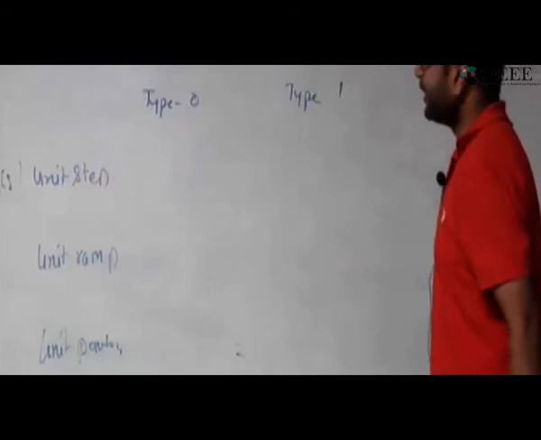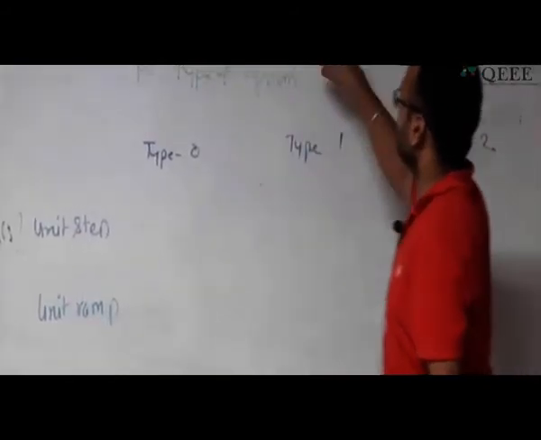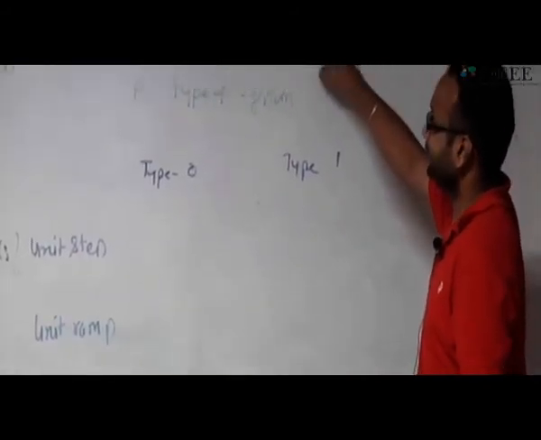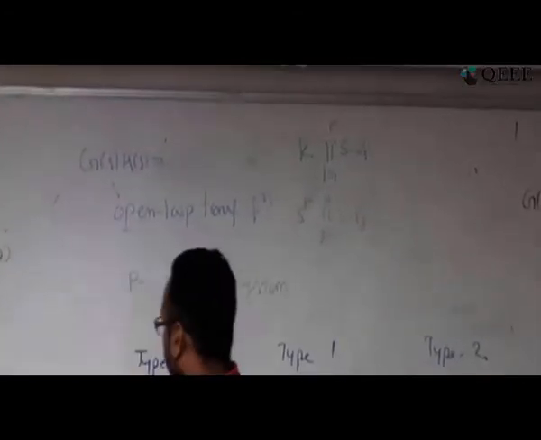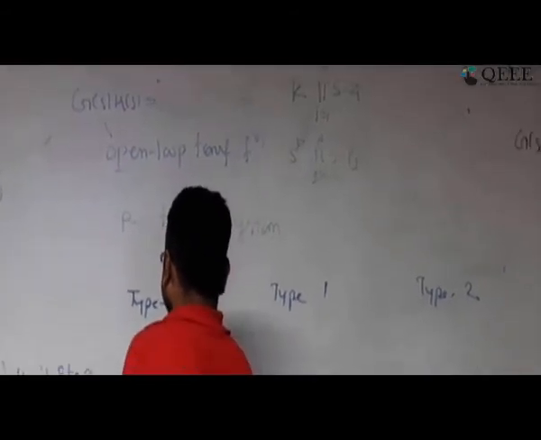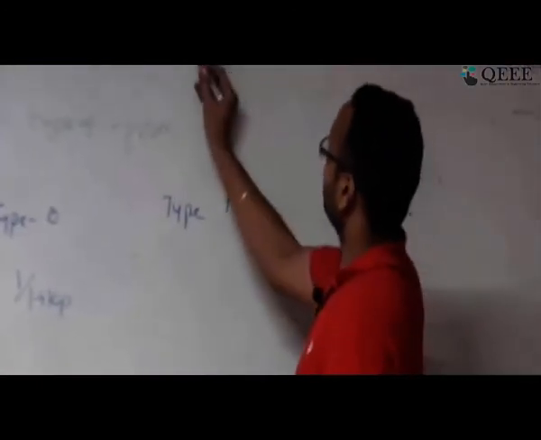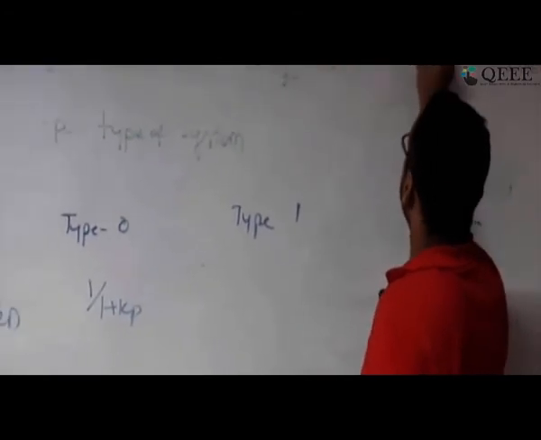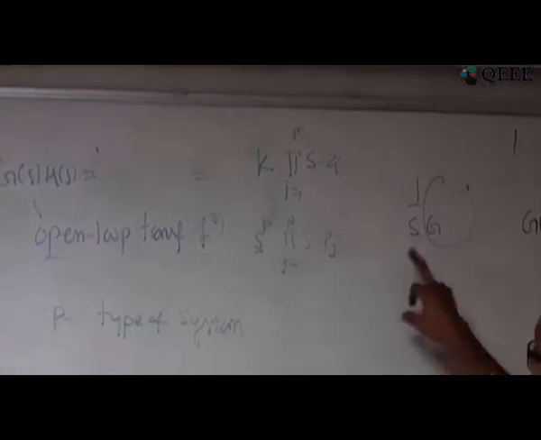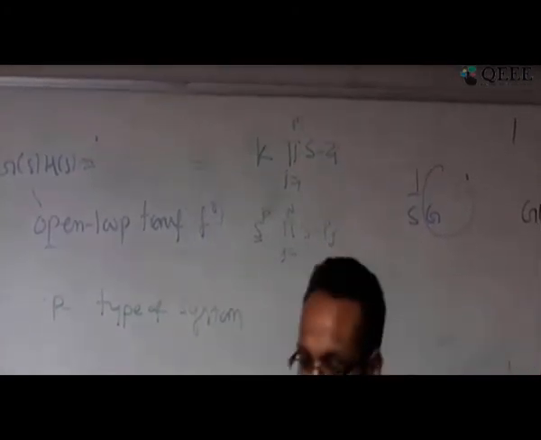Okay. If my G into H is a type 0 system, means p equal to 0, in that case what happens? Limit s tends to 0, this error is going to be 1 by 1 plus Kp. Is that clear? And Kp is limit s tends to 0 of G(0) as 0. There will be some finite quantity. Now, go for type 1 system. In type 1 system, what will happen? This is going to be 1 by s times some quantity. Now, as s tends to 0, this quantity is going to be what? Infinite.